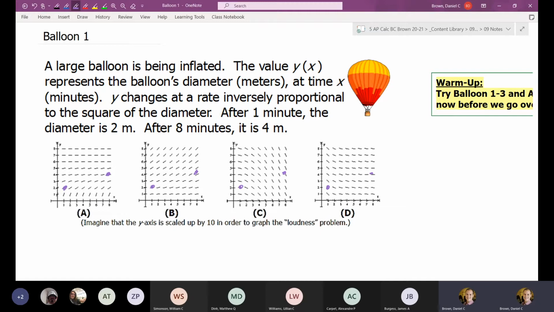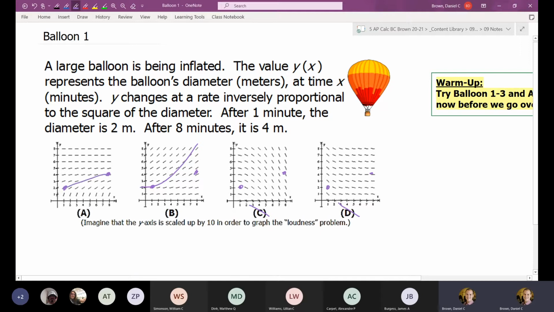So hopefully you did eliminate C and D pretty easily. Between A and B, which one's going to be the best choice for that slope field? A. So we did use B for the exponential one already on Friday, but B is definitely much steeper, while A is going to be much more direct.